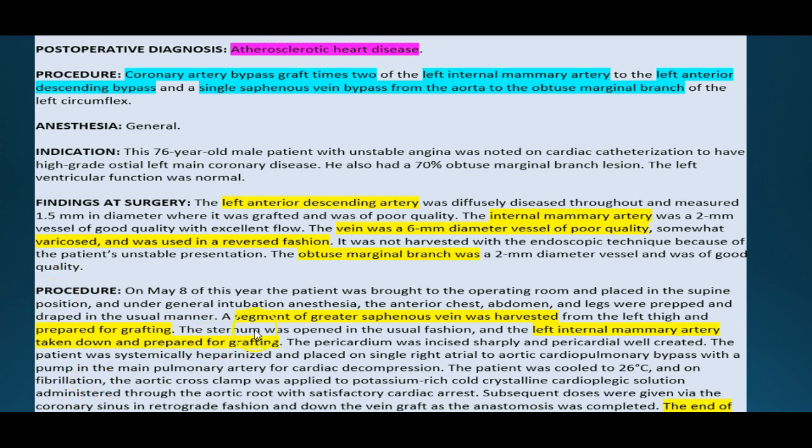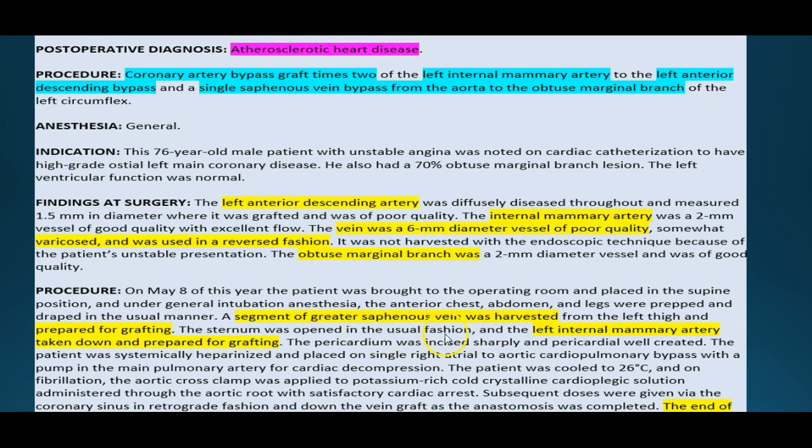So now we're going to get into the procedure, and as you can see, I only highlighted the details that are important to coding. He's saying that a segment of greater saphenous vein was harvested from the left thigh. As you can see, he went down in the leg and cut a chunk of the patient's vein from there, and he prepared it for grafting. Grafting is kind of sewing it or replacing it in the coronary arteries.